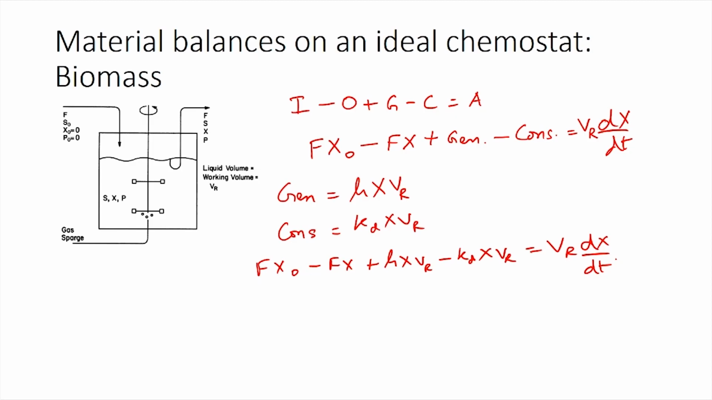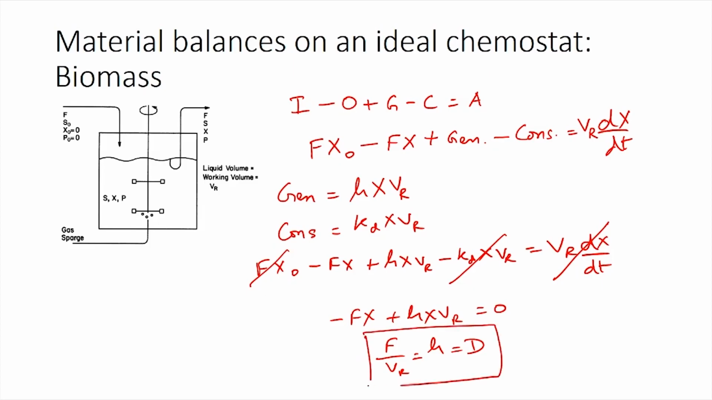When we consider a steady state operation, this term will go to 0, and if we do not have any endogenous reactions or cell death, your Kd will also go to 0. If you have a sterile feed, this X naught goes to 0, giving you an equation which is minus FX plus mu X VR equals 0. From here we get F by VR equals mu. So, this is also equal to D, the dilution rate. We already know that F by VR is the dilution rate.